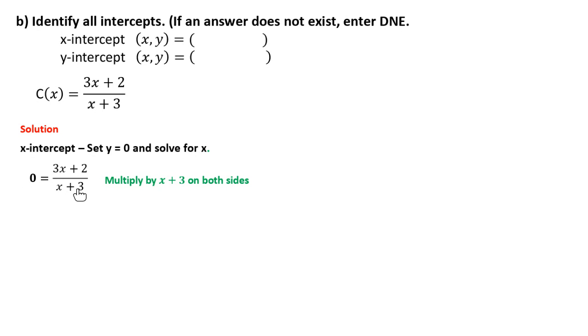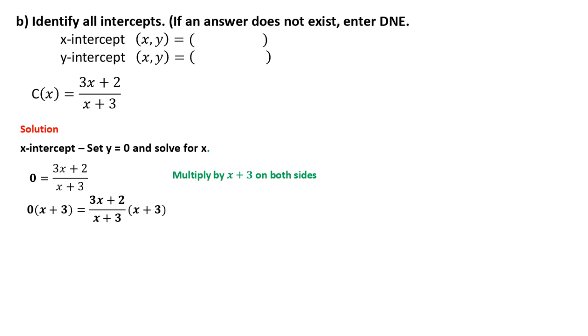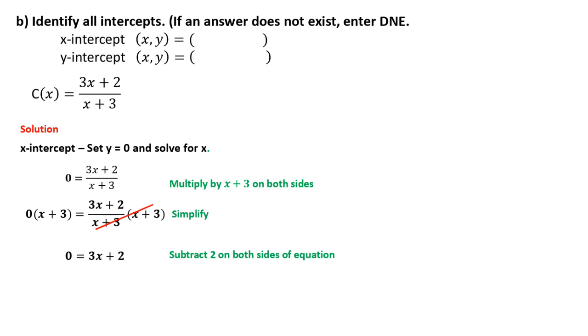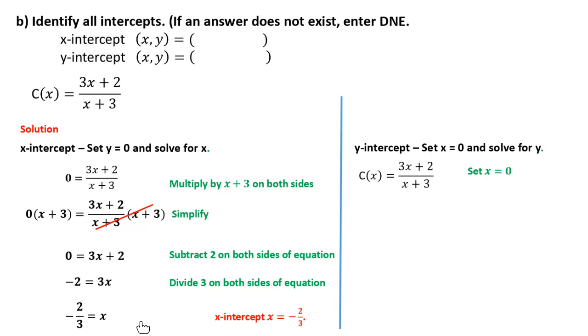To get rid of this fraction, we're going to multiply by x plus 3 on both sides. And so we get 0 times (x plus 3) and (3x plus 2) times (x plus 3)/(x plus 3). So on the left side, I end up with 0, 0 times this is 0. And my x plus 3 and x plus 3 will reduce or cancel out, leaving me with 3x plus 2. So I'm going to subtract by 2 on both sides, and I end up with negative 2 equals 3x. So my next step is divide 3 on both sides. So your x-intercept is going to be x equals negative 2/3.